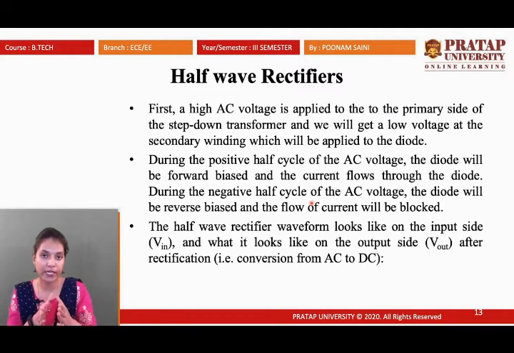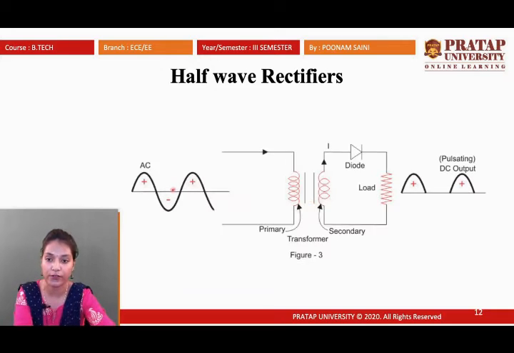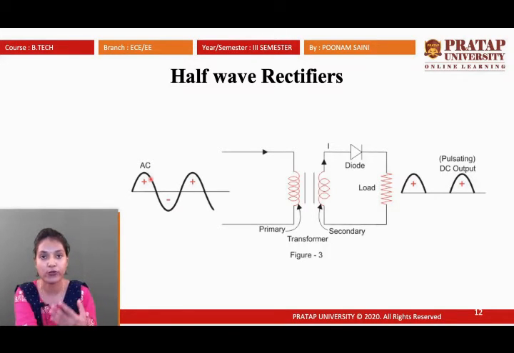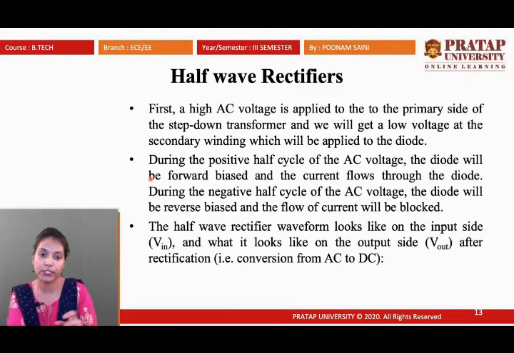During the positive half cycle of the AC voltage, the diode will be in forward bias, meaning the diode is forward biased only in the positive half cycle. In this cycle the diode is in a conducting form, or we can say the diode is on. So this is converted into positive DC voltage, or positive direct current. So when the diode is in forward bias, it will convert.